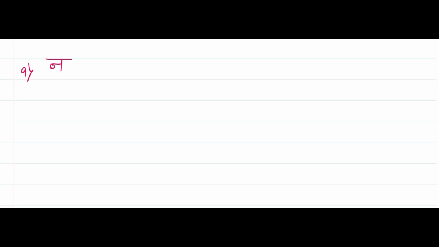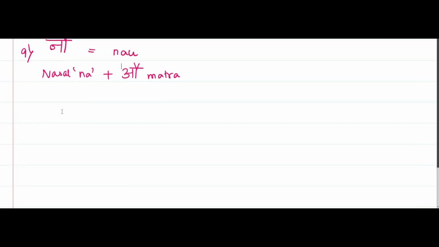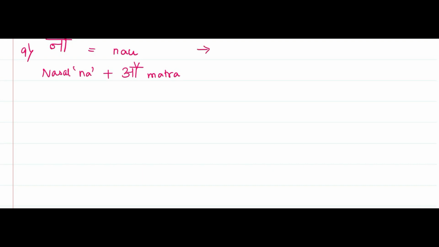ठीक है. Let's go to the next one. Next one is, so this is nasal n, and n has a barkadi of ow sound. So it's an ow matra. So it becomes now. ठीक है? So now is nothing but 9. Let's go to the next one.